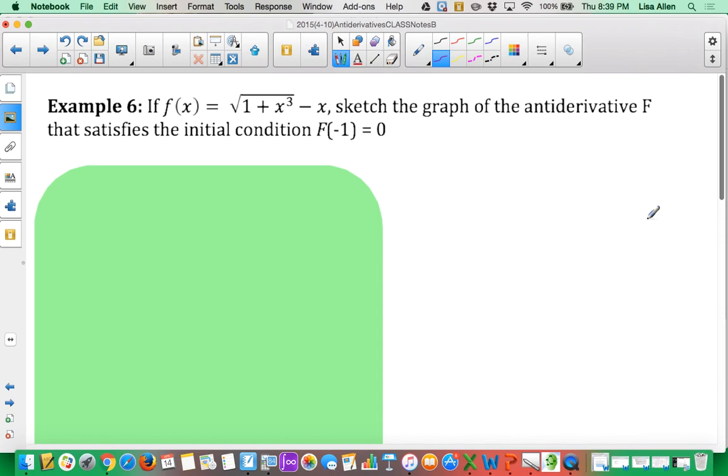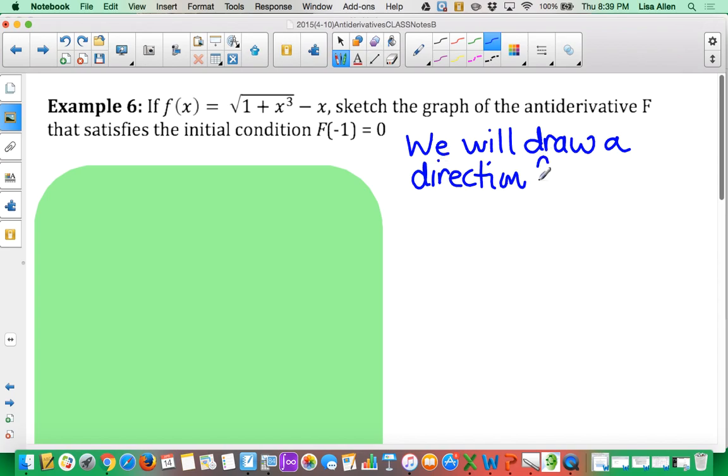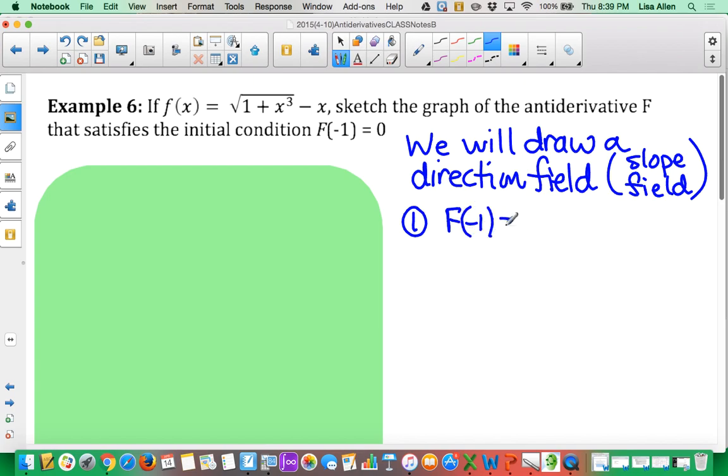So we're going to draw what we call a direction field, or oftentimes a slope field. This is an AP strand that we need to deal with, and I thought I'll insert something here. The first thing I'm going to do is organize the information I've got. I know that capital F of negative 1 is equal to 0.